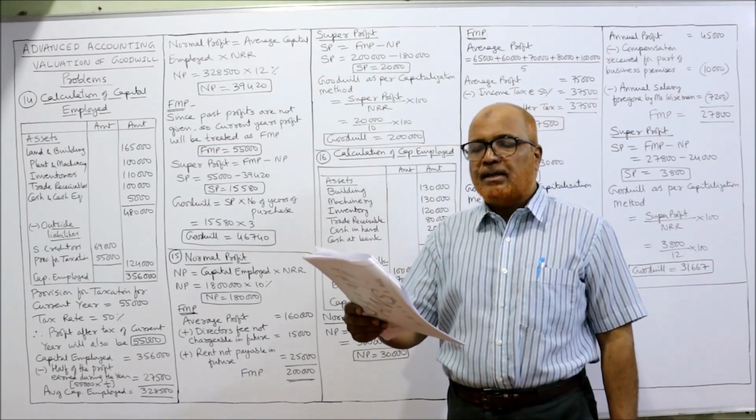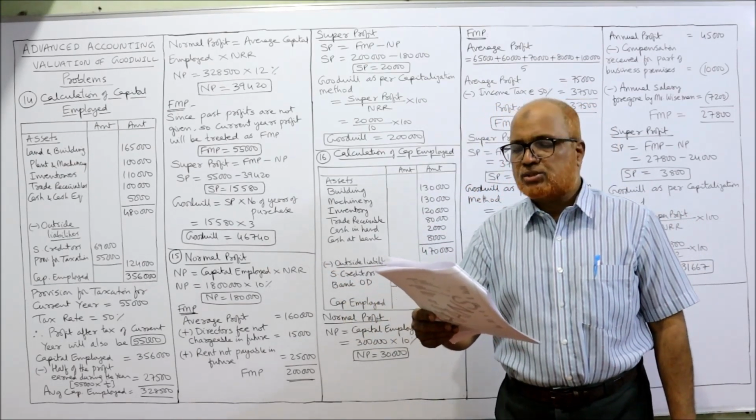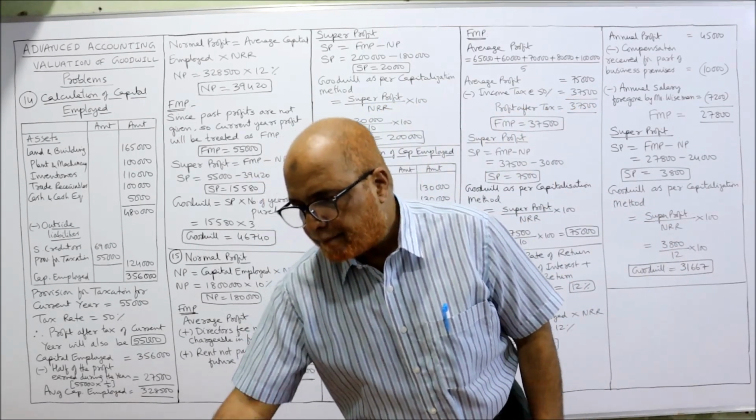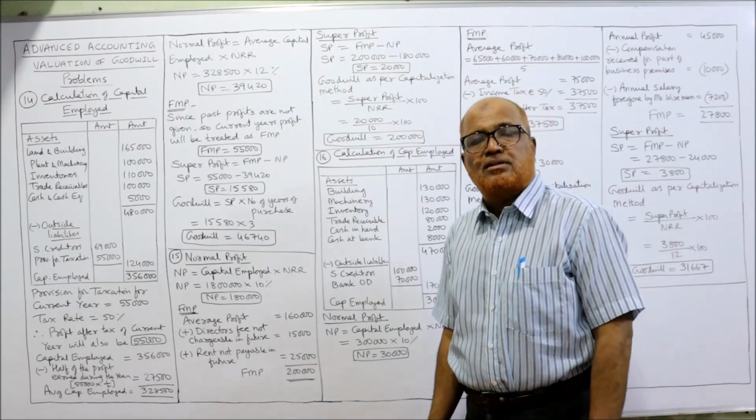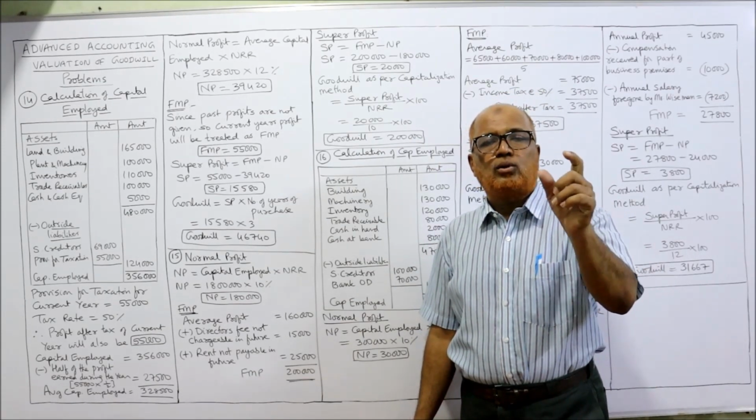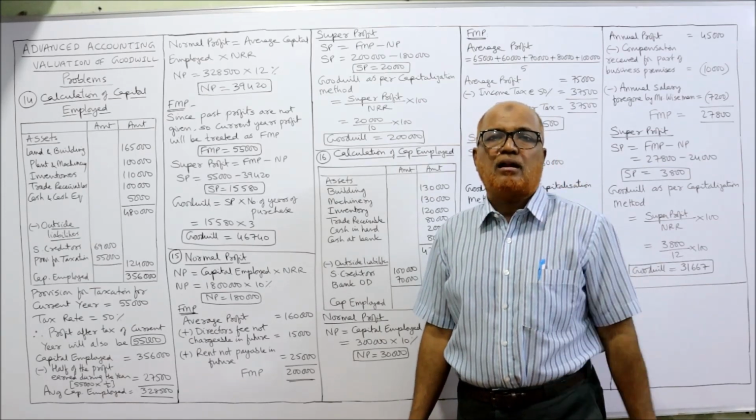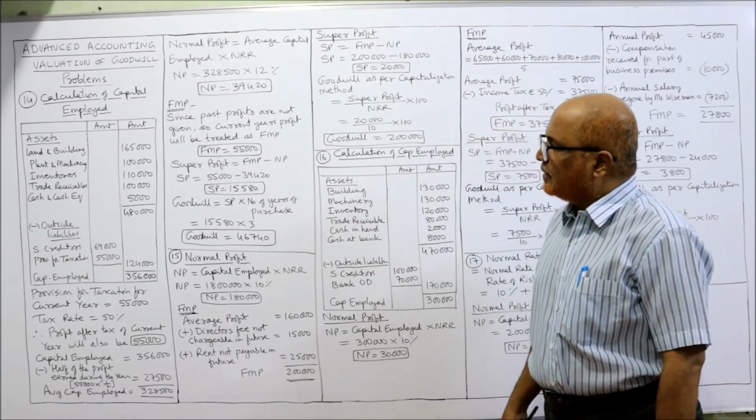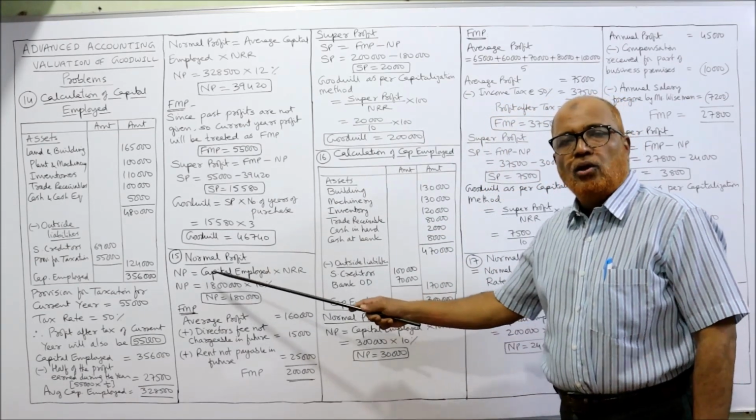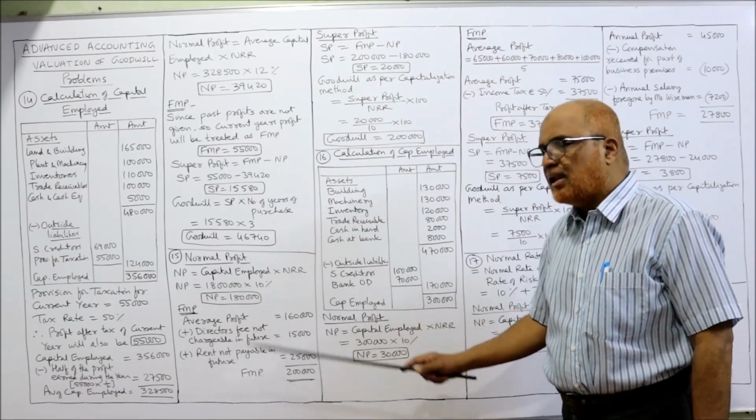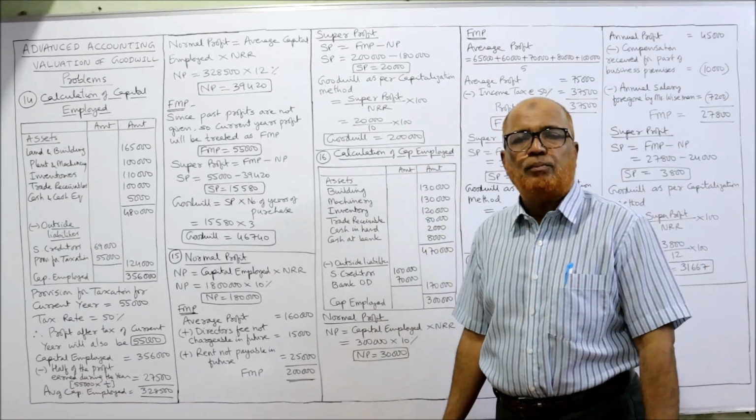Calculate the value of goodwill by capitalization of expected future net profits. So we have to calculate by the capitalization method. According to the capitalization method, goodwill is equal to super profit by NRR into 100. That is the formula for goodwill. Now see here, step by step. Normal profit is equal to capital employed into NRR. 18 lakh into 10%, 1 lakh 80,000. We got the normal profit.